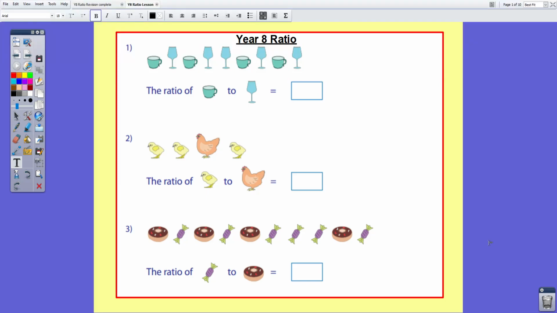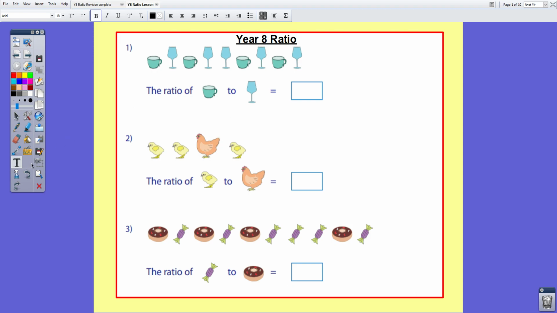Good morning, Year 8. This morning we are doing our first of two lessons on ratio. This will introduce some ideas about ratio, some of which you may be familiar with and some of which you may not. The whole idea of ratio is to compare quantities of two or more different things. If we look at this first slide, you will see that we are comparing the ratio of cups to glasses.